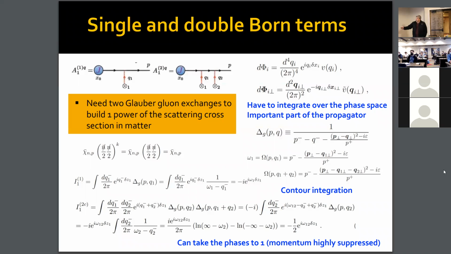So the first diagram is fairly trivial because of this exponent. The second diagram is a little tricky because we have two of those propagators and only one phase, but it still can be done.